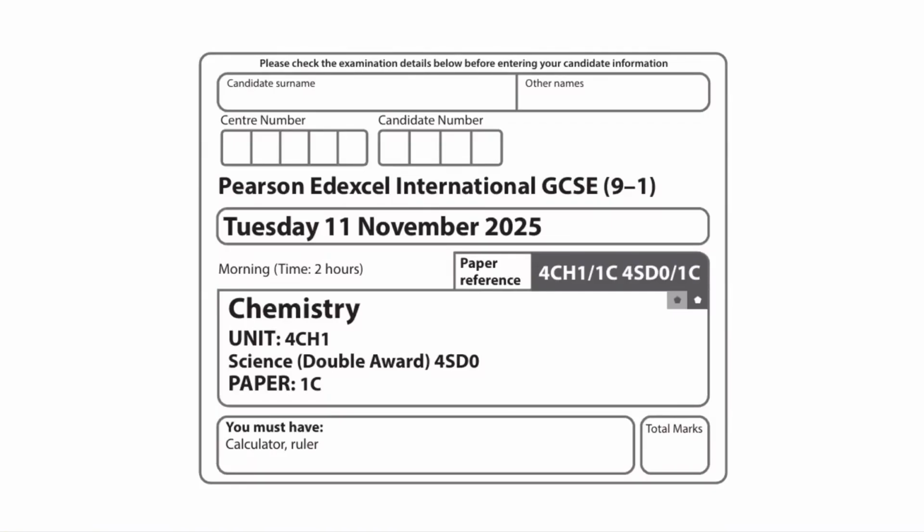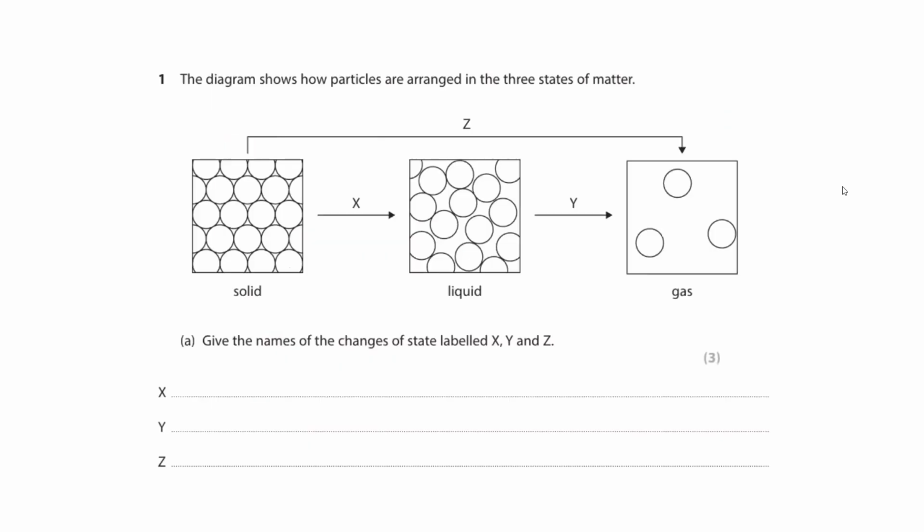Let's discuss the November 2025 IGCSE Chemistry first paper, 1C paper. The first question says that the diagram shows how particles are arranged in the three states of matter. So we can clearly see that they have given a solid phase, liquid phase, and gaseous phase. Give the names of the changes of state labeled X, Y, and Z.